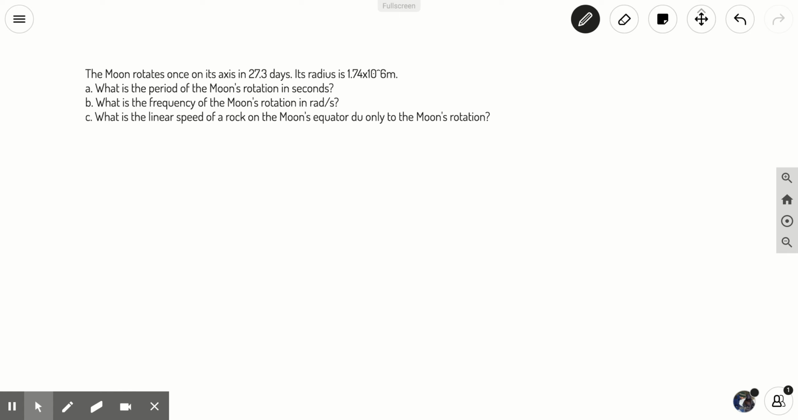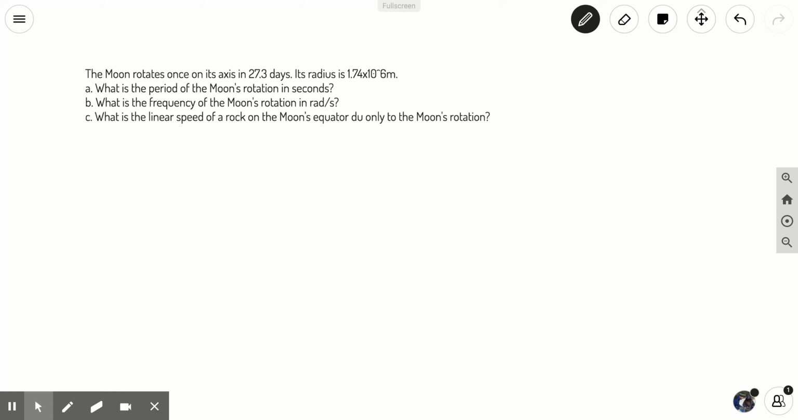In this video, we're going to practice a problem that starts looking at rotational acceleration and velocity, and then looks at how we can convert between rotational velocity and linear velocity.